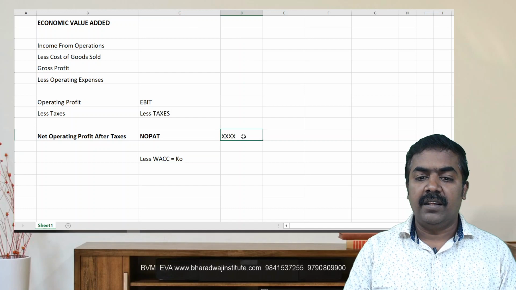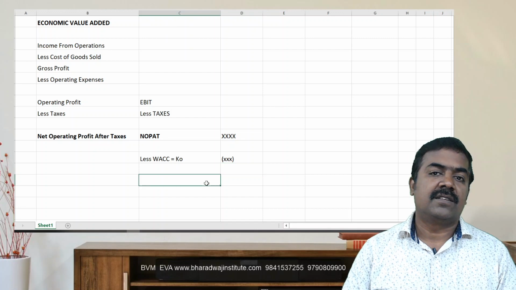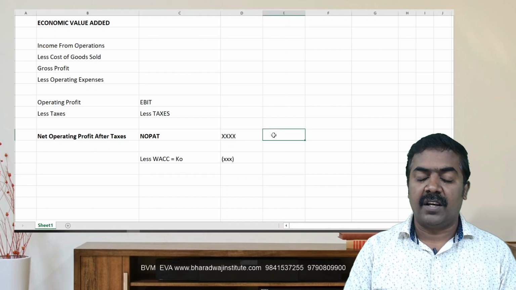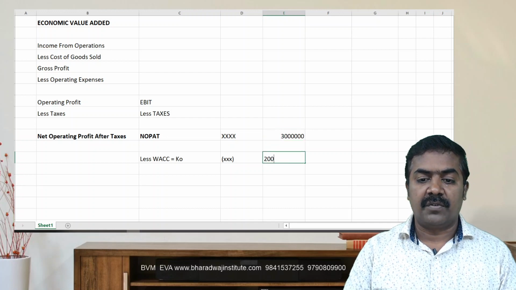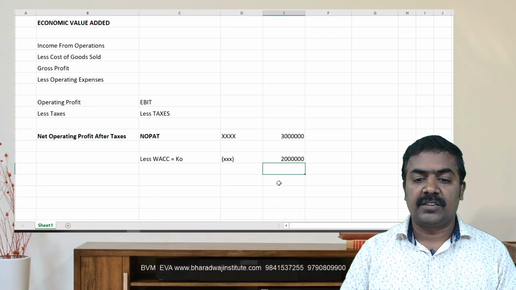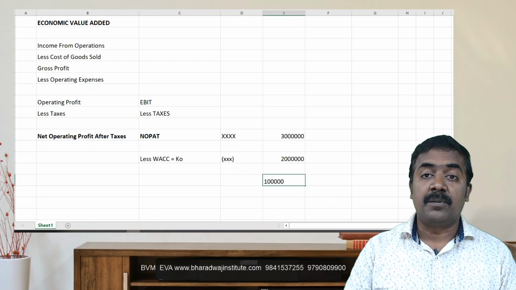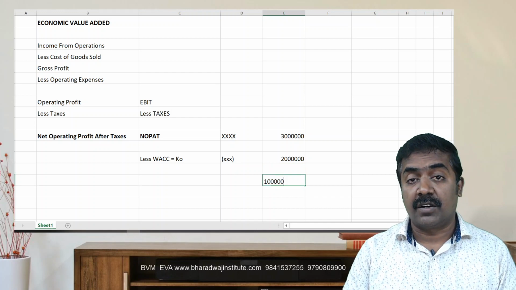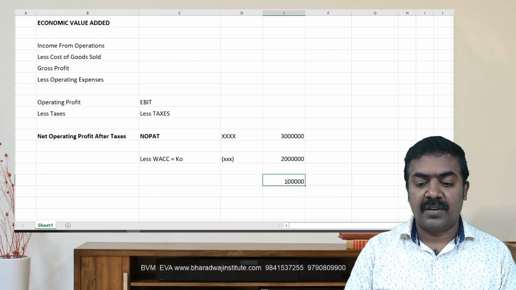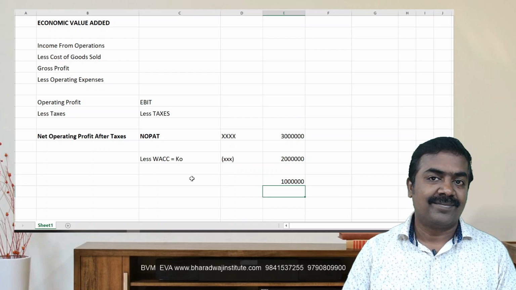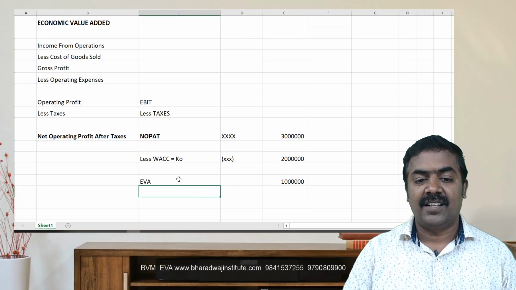So NOPAT less weighted average cost of capital will give us, for example, let us assume your operating profits are like 30 lakhs or 3 crores, and your cost of capital is like 20 lakhs. So the surplus 10 lakhs goes to whom? Please remember, it is not cost of equity or cost of preference shares or cost of borrowed funds. It is overall cost of capital. This surplus of 10 lakhs goes to the shareholders. So this is called EVA.